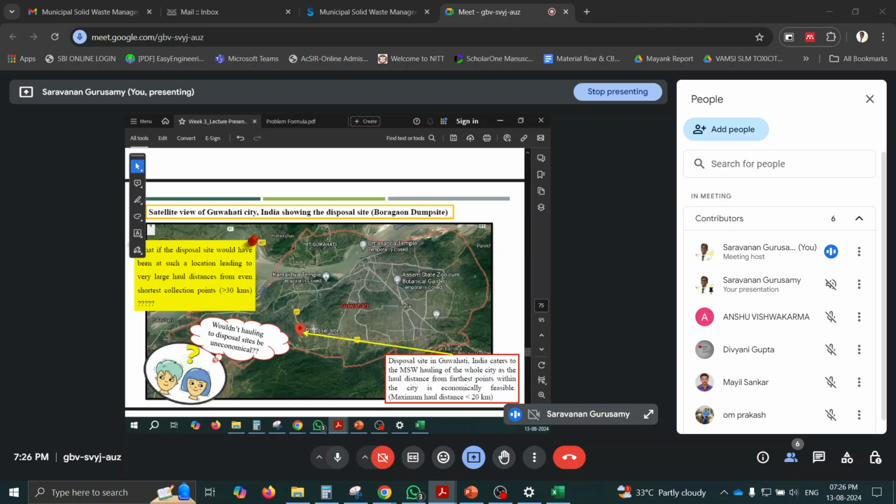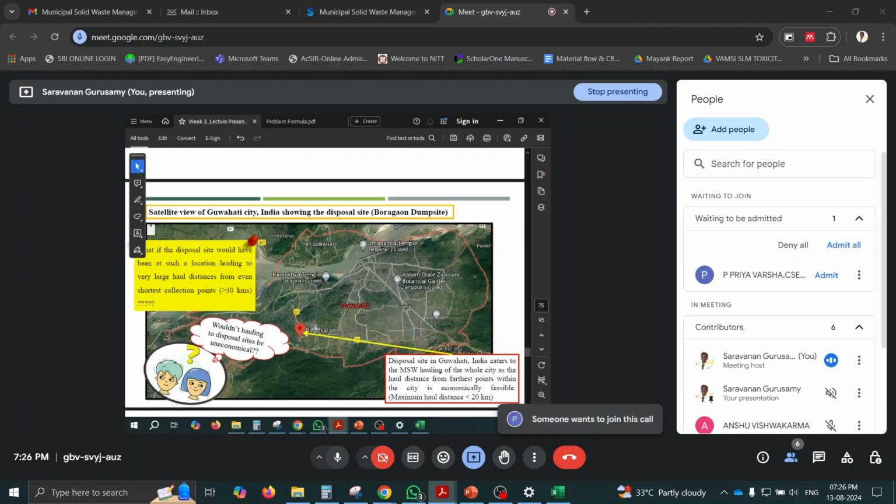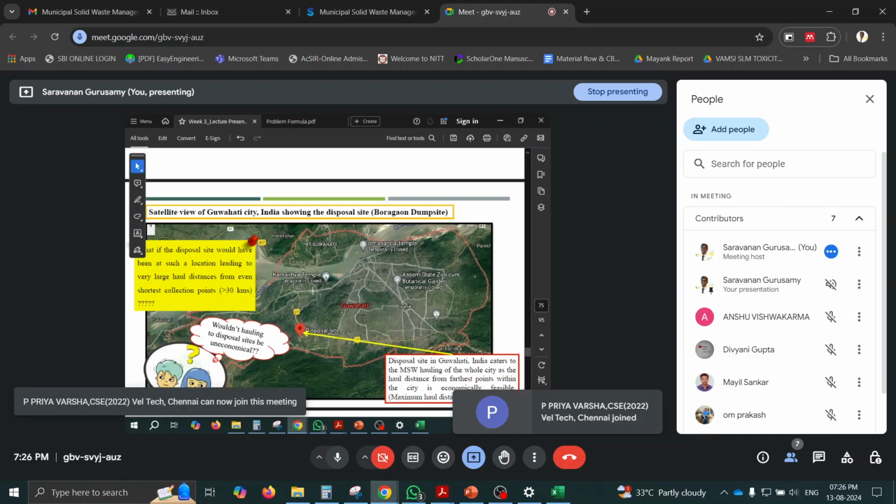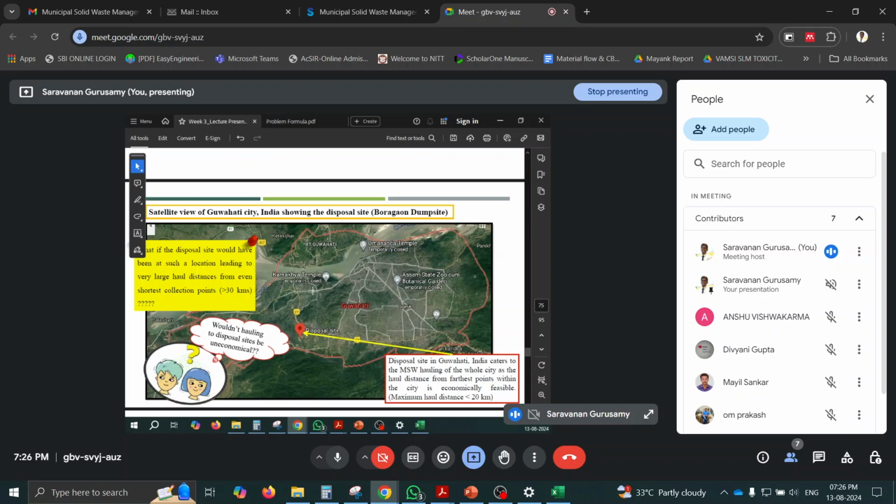So this will reduce the operational cost, and this will again optimize the process. The hauled container system will be cheaper if it is collecting waste from the transfer station to the disposal site instead of collecting from the generated location to the disposal site. Okay.